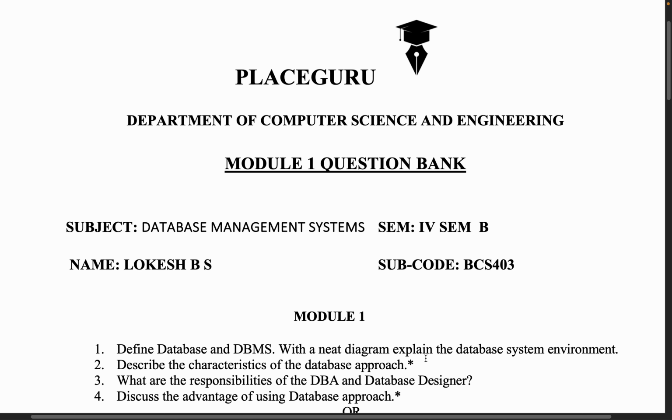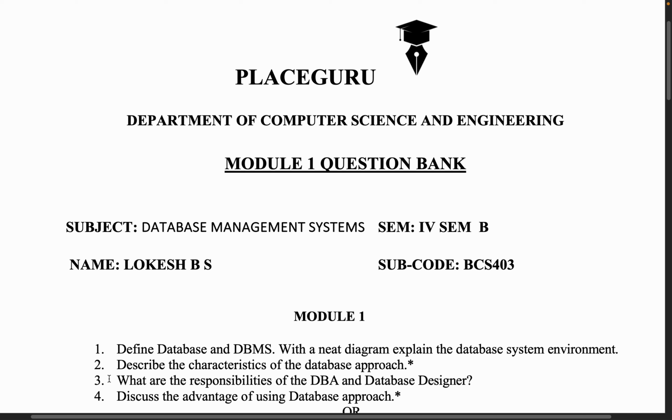The first question: define the database and DBMS with a neat diagram, and explain the database in a system environment. Then the second question: describe the characteristics of the database approach. This is an important question because most of the time it is asked 4 or 5 times. It will repeat.